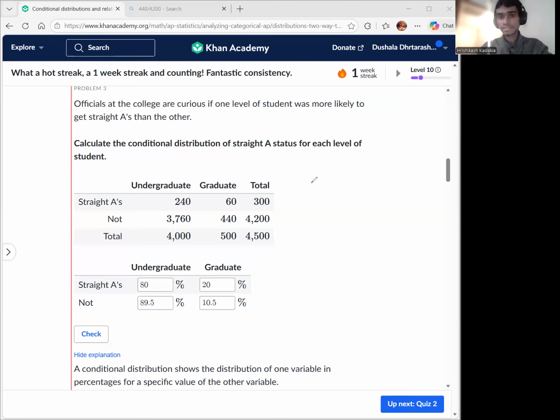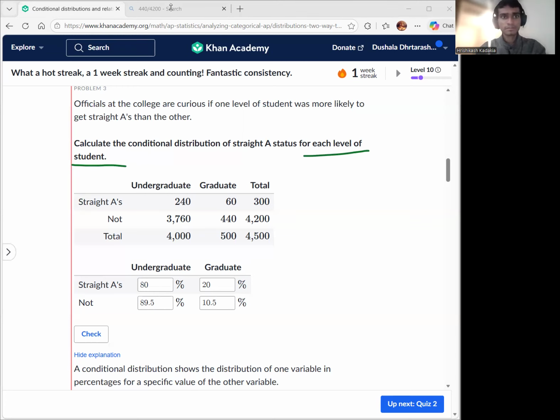Okay, so here we have calculated the conditional distribution for status A. Actually, I made a mistake. They want us to calculate for each level of student, meaning we want to calculate relatively. So 240 divided by 4,000. Remember, they are saying conditional distribution for straight A status, not relative to the row. They want us relative to undergraduate students. So here we want 240 relative to 4,000.